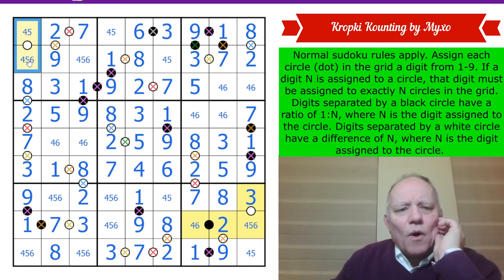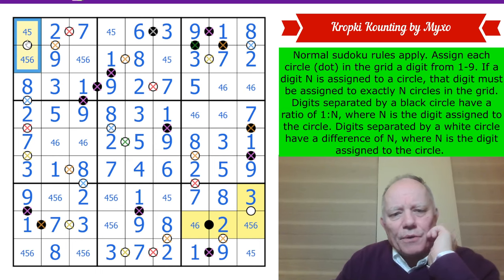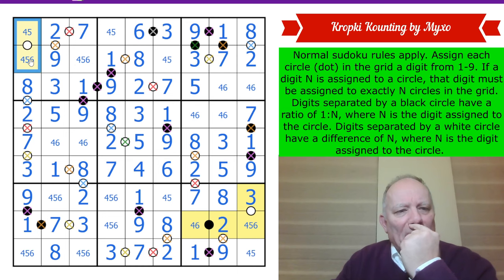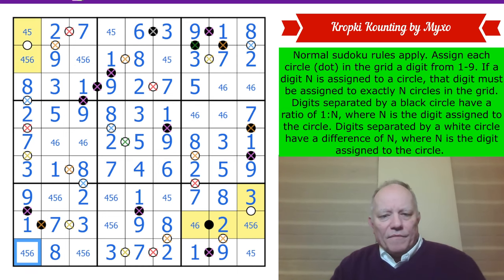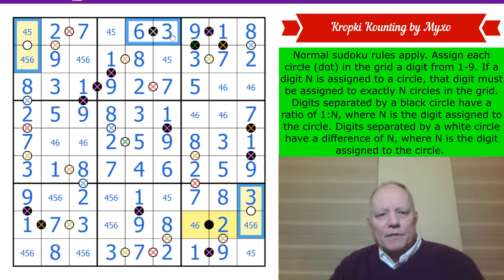Okay, it's quite difficult for this to be a two. This would have to be a 4-6 pair to be a two. And that would be a five. This would be a four. That would be a six. And this would be a five. And that would be a second two. I'm only allowed one more two because I've used a two there. So this is not a two.